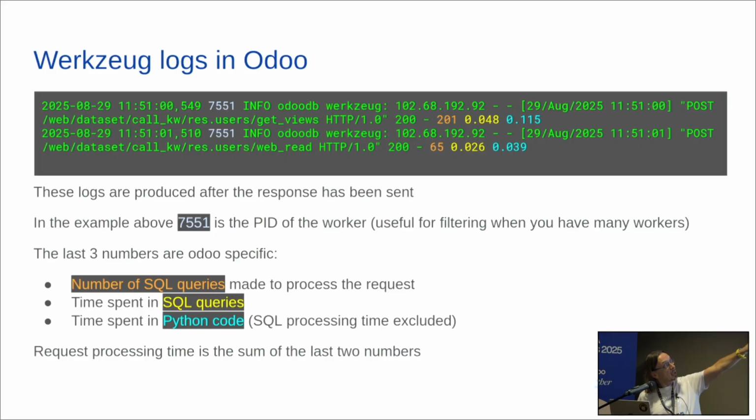But the interesting digits are the last three, over there. The first one, which is displayed here in orange for highlighting, is the number of SQL queries performed to process that HTTP request. The second one is the time spent in the processing of these SQL queries. And the third is the time spent in the Python code. So it's basically the overall time spent processing the HTTP request minus the SQL time. So the overall time spent is the sum of the two.